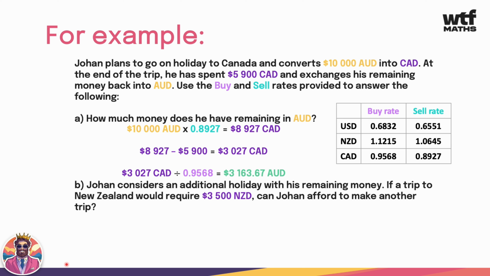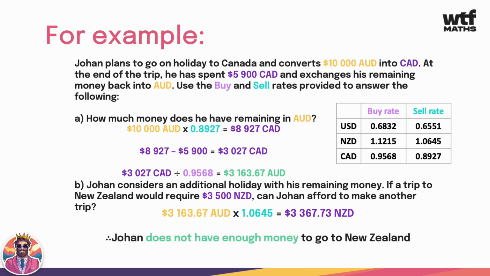Now Johan considers an additional holiday with his remaining money. If a trip to New Zealand would require 3,500 New Zealand dollars, can Johan afford to make another trip? Well, if we look at the New Zealand dollars this time, and then we look at the sell rate over here, 1.0645, we can quickly calculate this. $3,163.67 Australian times 1.0645 is $3,367.73 New Zealand dollars. Now, because he needs 3,500, this is not enough money to go to New Zealand.